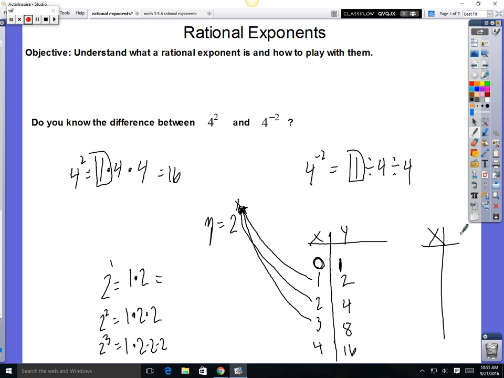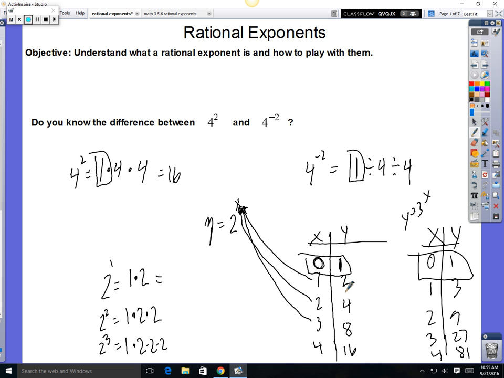So let's look at 3 to the x. Y equals 3 to the x. That's going to be 1 will give you 3, 2 will give you 9, 3 will give you 27, 4 will give you 81. Now if you go backwards, divide by 3, divide by 3, divide by 3, 3 divided by 3 is 1. 0 will give you 1.